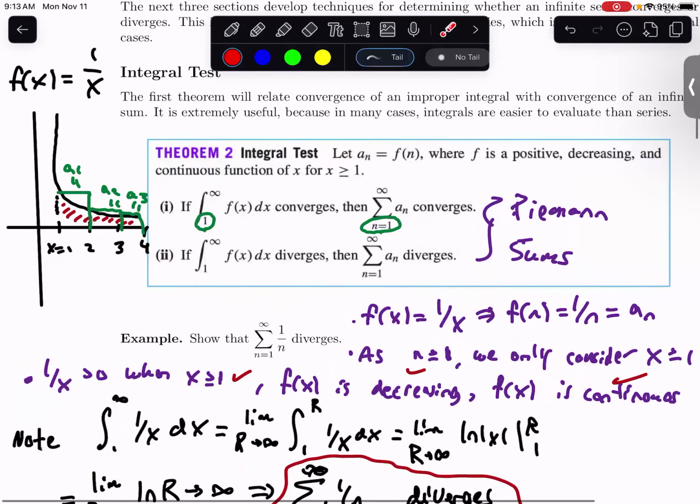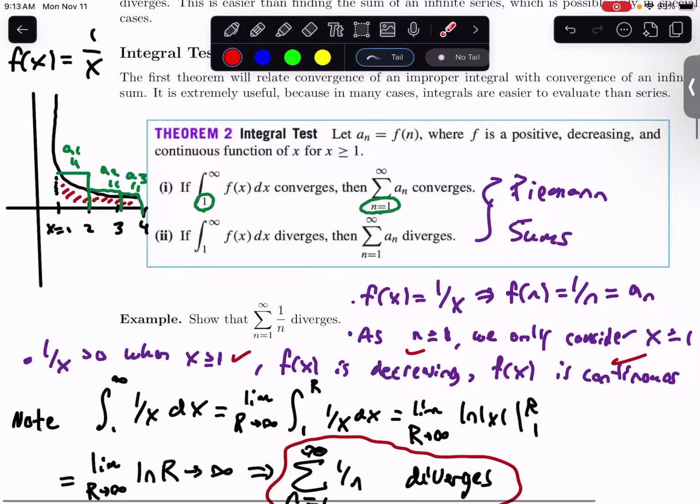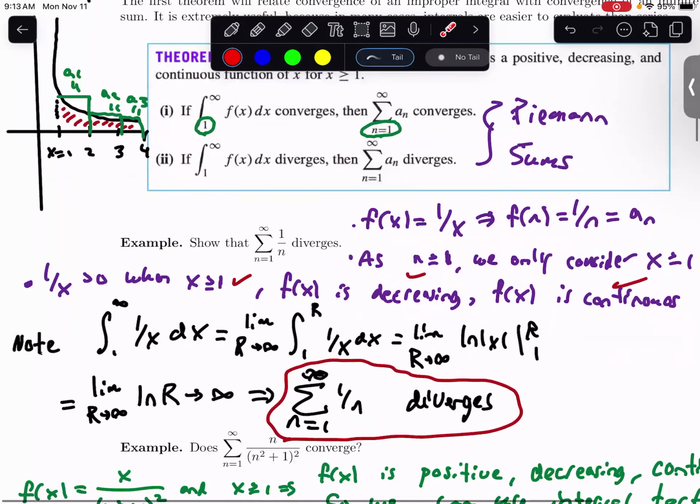And so what the integral test is telling you is that if the integral of f of x converges, where f of x is the function that gives you your sequence, then the infinite series is going to converge. And similarly, if the integral diverges, then it implies that the sum is going to diverge as well. So we went through a couple of examples.